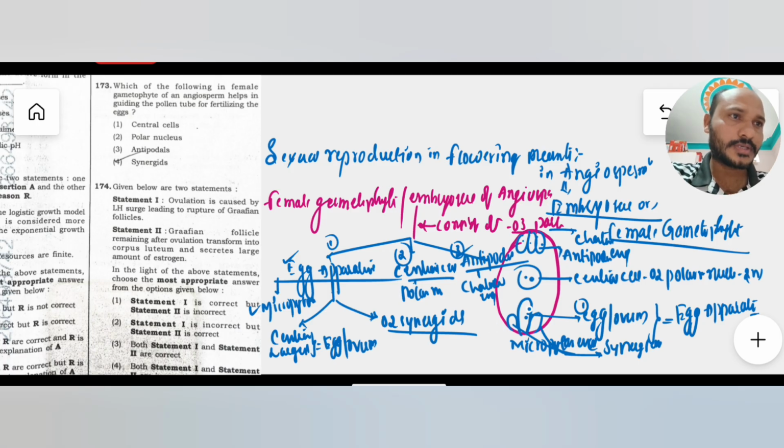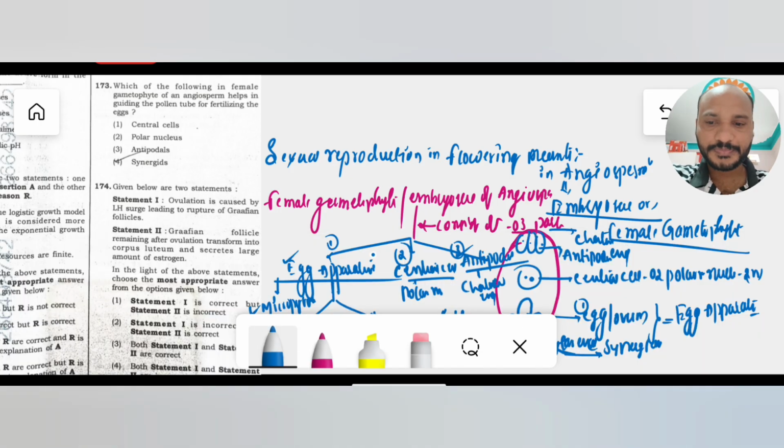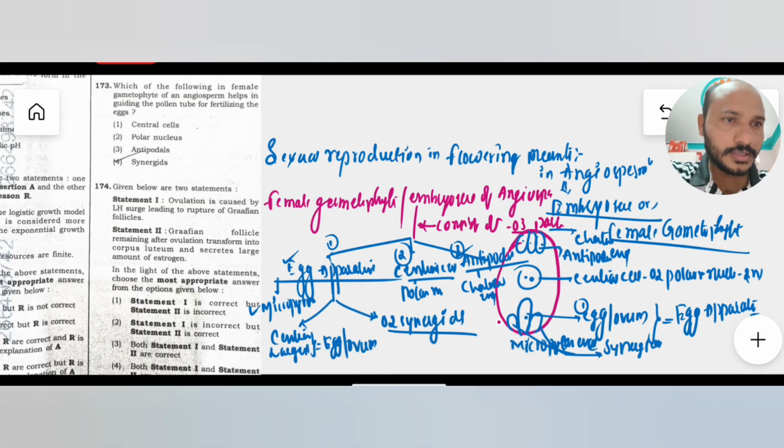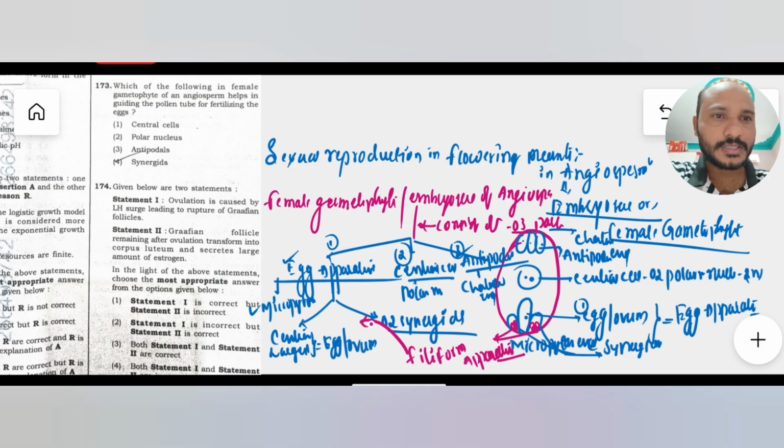So in this context, the synergid cells contain some finger-like projections like this. Only in synergids there are some finger-like projections, some infolding-like structures. These infolding structures present in synergids are called the filiform apparatus. This filiform apparatus is present in both synergids.